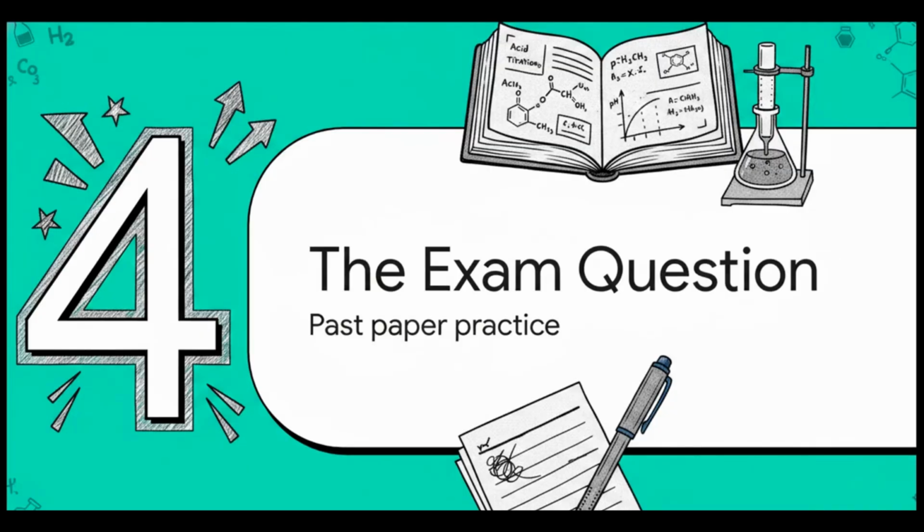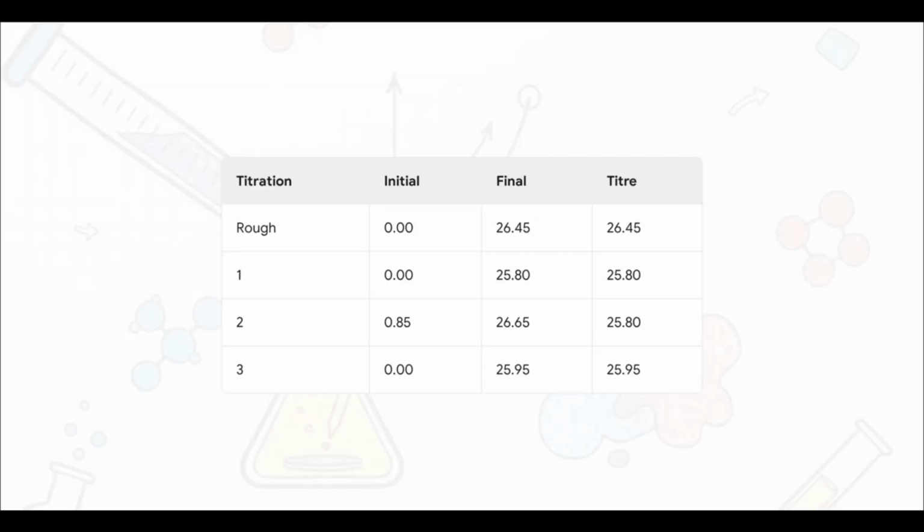Section 4. The exam question. Applying your knowledge to a past paper. Grab a pen for this one. All right, so here is a real data table from a student's experiment. They pipetted 25.0 centimeters cubed of HCl into a flask, added phenolphthalein, and titrated it with 0.100 mole per decimeter cubed NaOH. I want you to focus right in on the titer column.